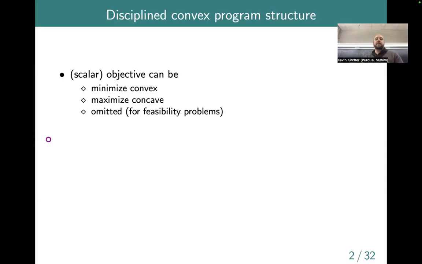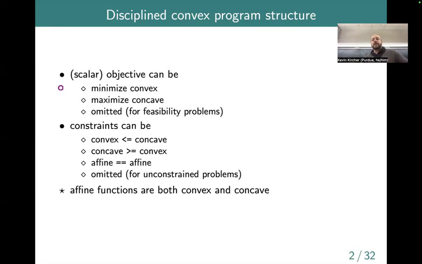Okay, so the basic problem structure that is used in disciplined convex programming in MATLAB, Python, etc., is as follows. So we have an objective function that gives back a scalar. So just a number, not a vector or a matrix. And the objective can be either to minimize a convex function, to maximize a concave function, or if we're solving what's called a feasibility problem, you can omit the objective function and just put in the constraints, and CVX will return basically one feasible point, one point that solves your constraints.